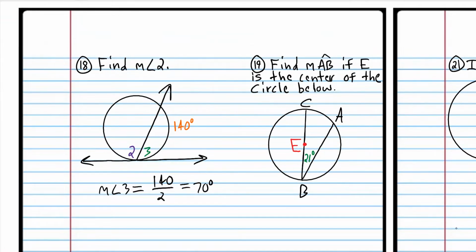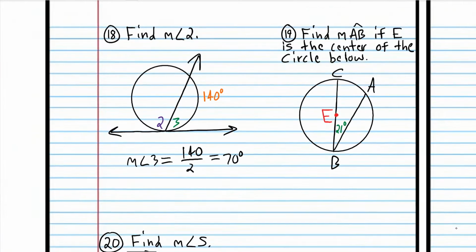Now, if we know the measure of angle 3, we can easily find the measure of angle 2 because this is a linear pair here. We have two angles that are adjacent, and they share a vertex and a common side, but the non-common sides are opposite rays. So obviously these two angles add up to 180. They're supplementary. So we're looking for the measure of angle 2.